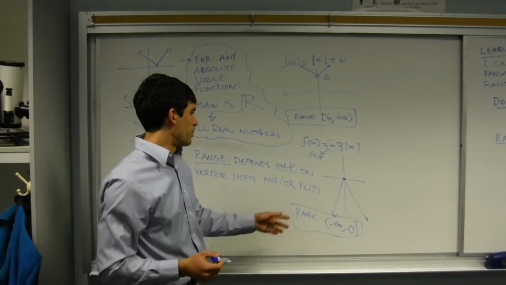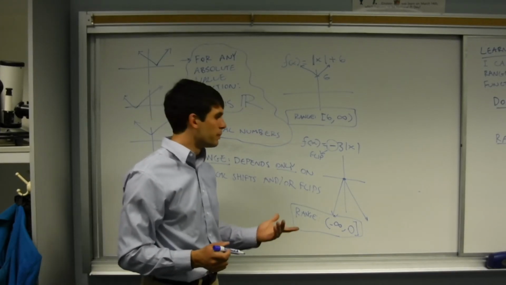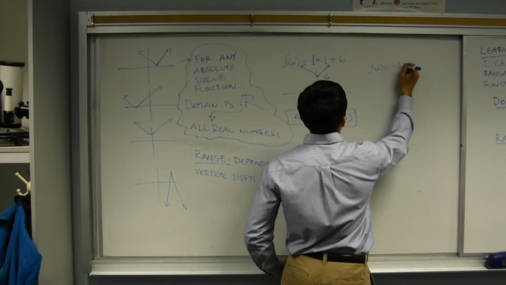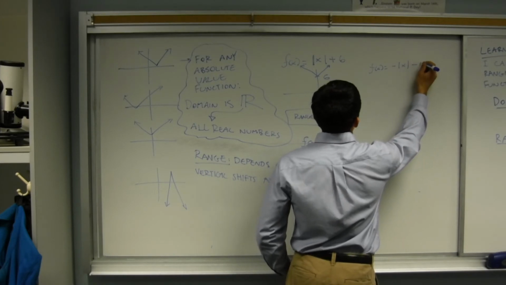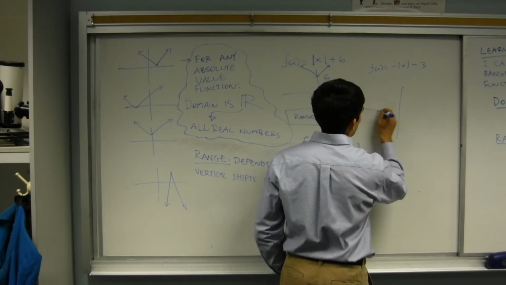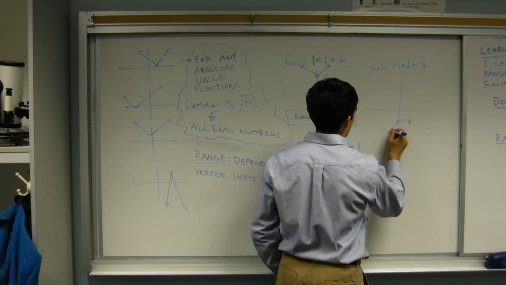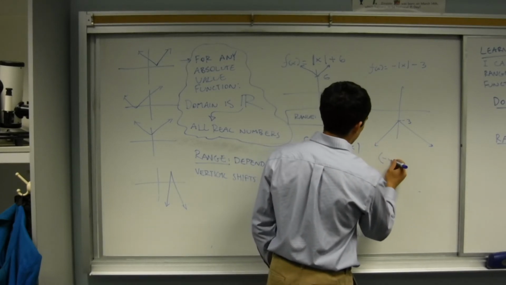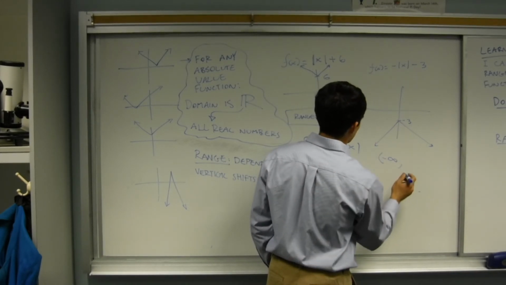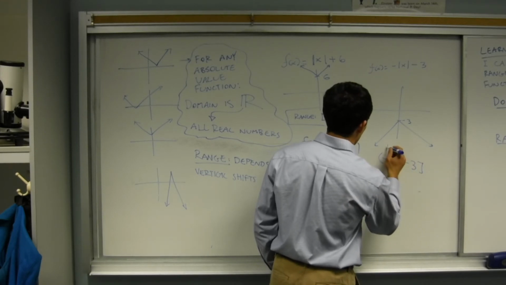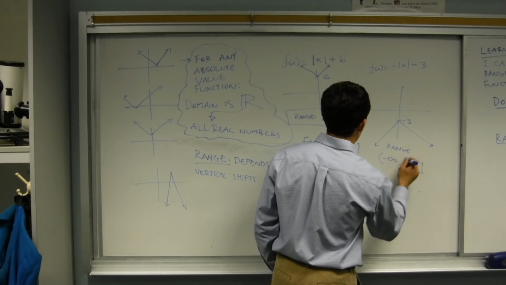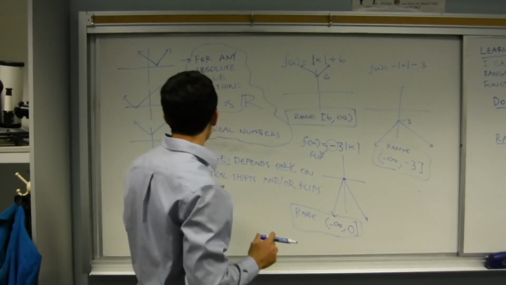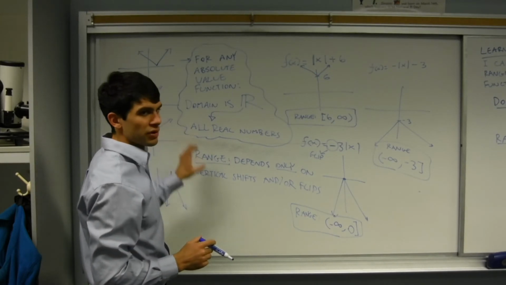And then we could combine these two types of flips. So if we have, say, f of x is equal to negative absolute value of x minus 3, that's going to look something like this. What's our lowest possible value? It's negative infinity. Our highest possible value is now negative 3. So that would be our range. And again, for every single one of these functions, our domain is going to be all real numbers.